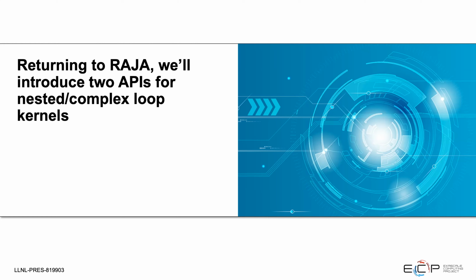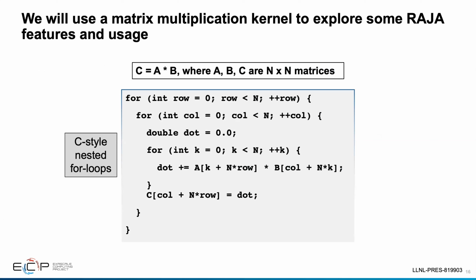Okay. So returning to RAJA, I want to introduce 2 APIs for nested and complex loop kernels. We started the discussion on RAJA by introducing loop level parallelism for a simple loop, but for nested loop patterns, we may want some flexibility and maybe expose more parallelism. So to kick off this discussion, I want to use this matrix multiplication example to explore some of the RAJA features and usage.